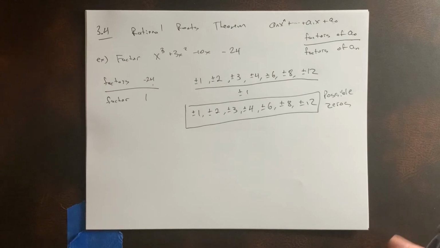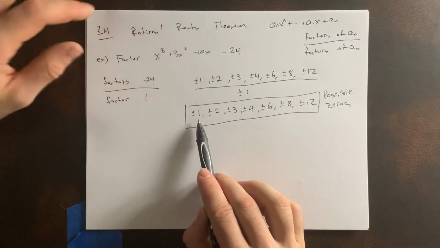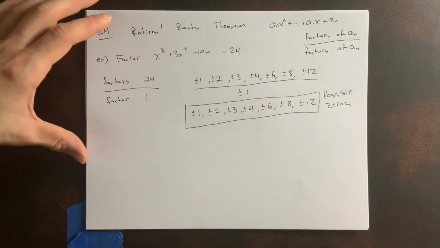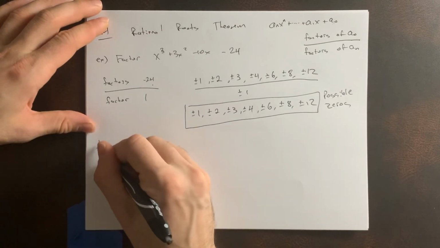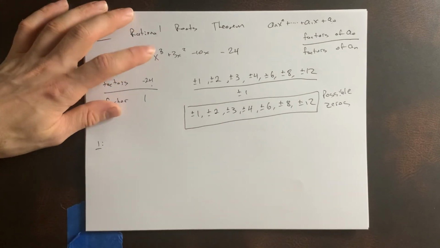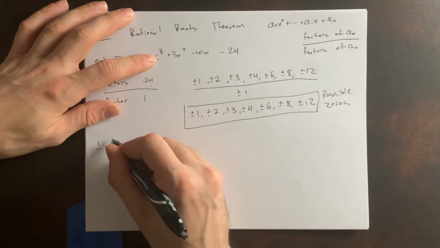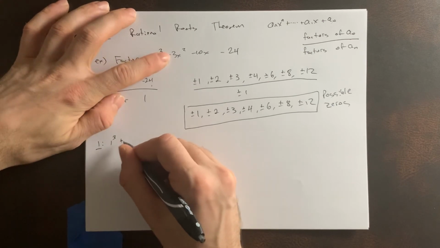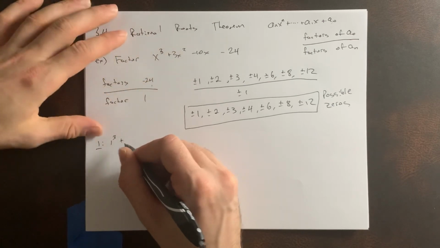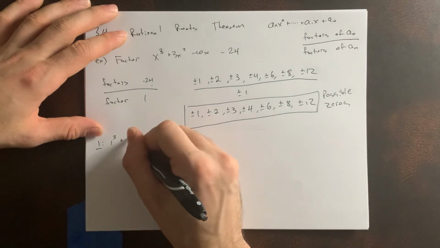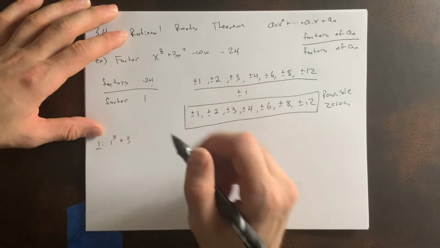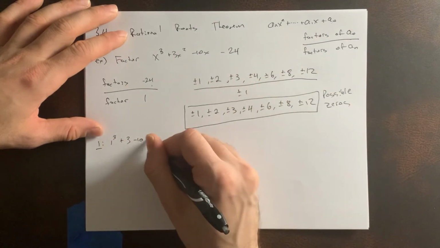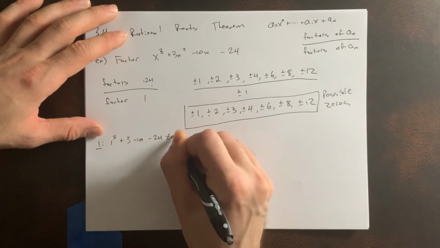So just like before, we're going to start with these easy ones, plug them in until we find one that gets 0. So let's start with 1. We plug in 1 here. Okay, so we get 1 to the 3 plus 3 times 1 squared, which is just 3, minus 10 times 1, which is minus 10, and then minus 24. But this doesn't equal 0, so let's move on to the next one.